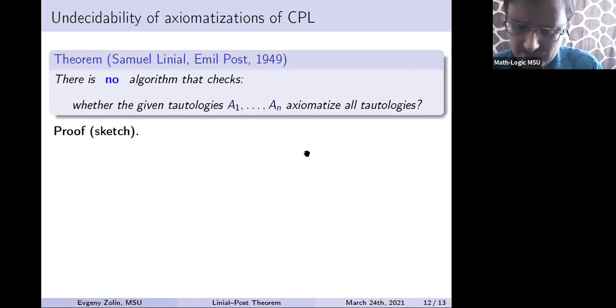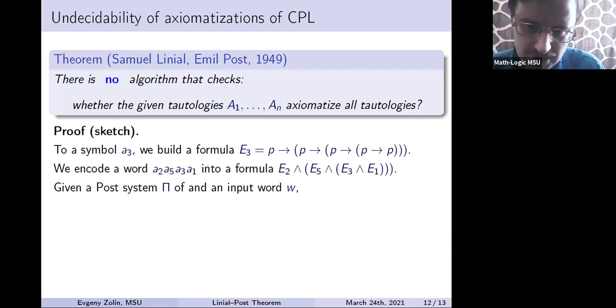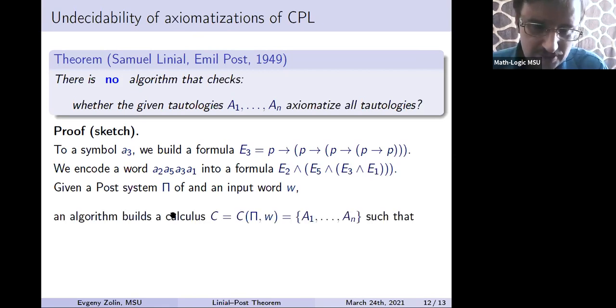And we will need some additional specific axioms that allow us to work with these long conjunctions. But anyway, for a proof, for a Post system pi and the starting word W, we will build a finite number of formulas A1, ..., AN. So our transformation rules will be represented as A1, A2, A3, and so on. And we will need some 2 or 3 specific axioms at the very end. And the rules, of course, are modus ponens and substitution.